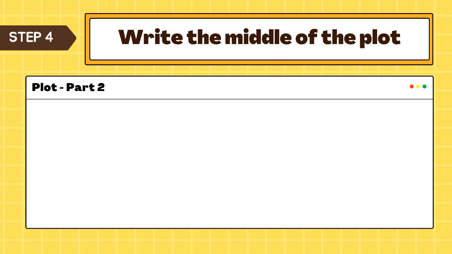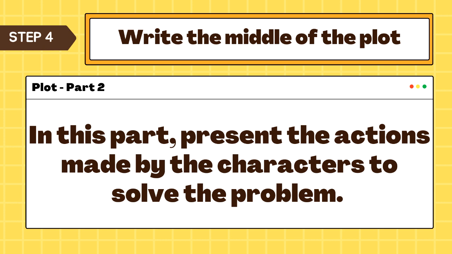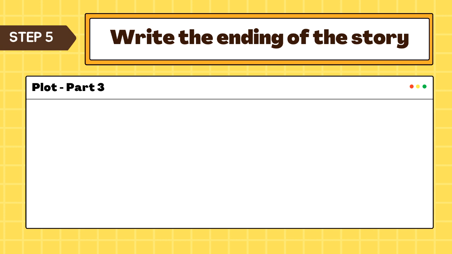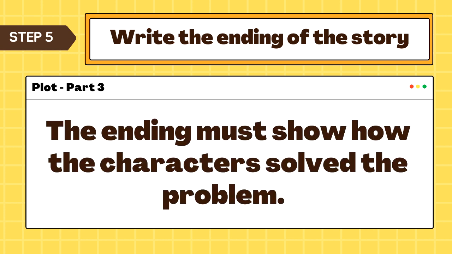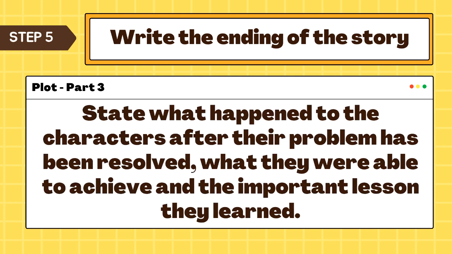Step 4. Write the middle part of the plot. In this part, present the actions made by the characters to solve the problem. Step 5. Write the ending of the story. The ending must show how the characters solved the problem. Make the ending satisfying by stating what happened to the characters after their problem has been resolved, what they were able to achieve, and the important lesson they learned.